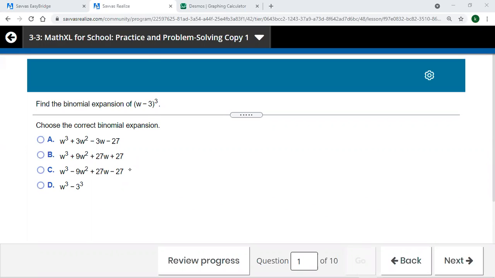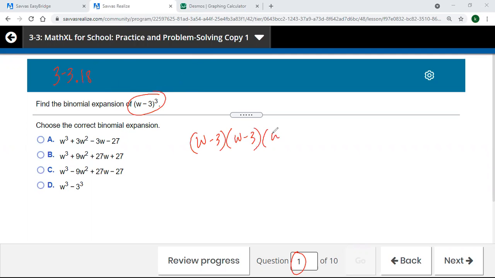Hey everybody, Savas Algebra 2, lesson 3-3, just getting started here, the first problem. What we've got here is a binomial expansion, and what this really means is you're doing w minus 3 multiplied out 3 times.